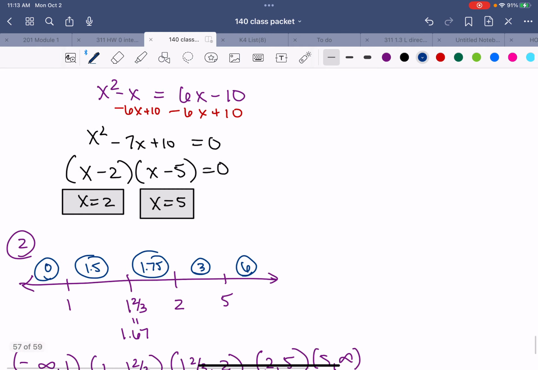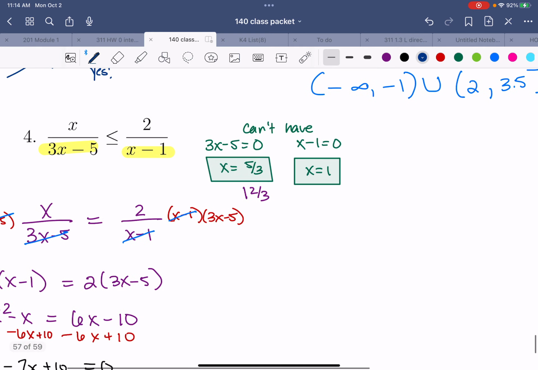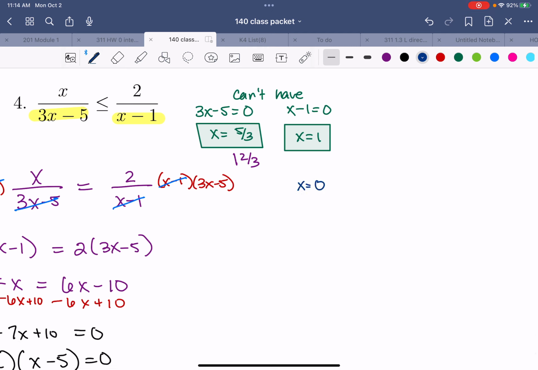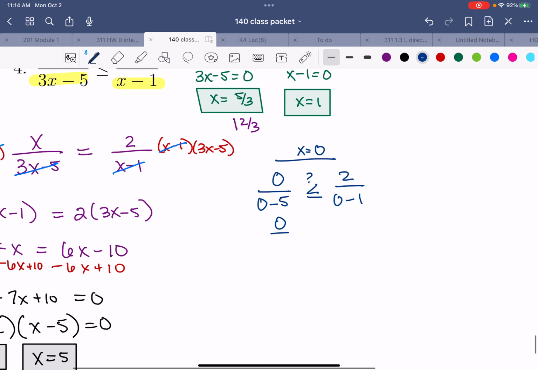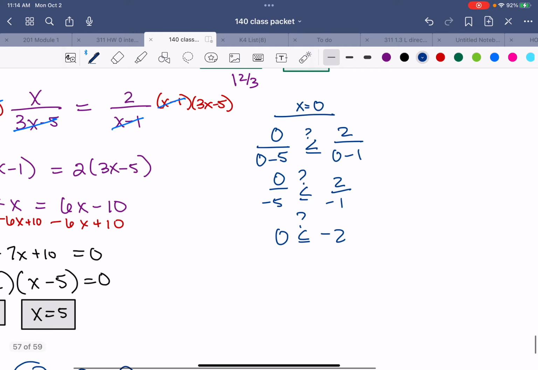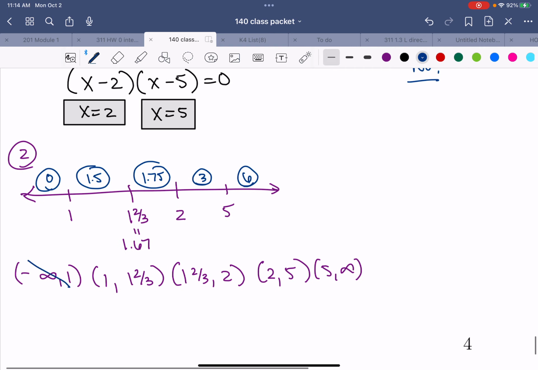So let's do that. So we're starting with 0. Okay, so for x equals 0, I have x over 0 minus 5. Wait, whoops. 0 over 0 minus 5 is less than or equal to, maybe, 2 over 0 minus 1. On the left, that's 0 over negative 5. And on the right, that's 2 over negative 1. So that's 0 less than or equal to negative 2. Is that true? Definitely not. Negative 2 is smaller. So that's a no. So we're going to cross out that first interval.